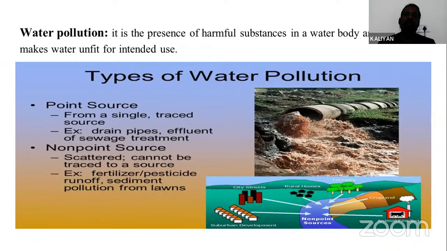Point sources are from a single source where we can trace it. So we can trace where that water is coming from, which place. We can trace that place, that is called the point source. Non-point sources are scattered and cannot be traced, sources like pesticide runoff, sediment pollution from lands. We can identify that polluted water came from a point source, while non-point sources are different sources that come and meet at one point and make a huge level. So these are the types of water pollution.